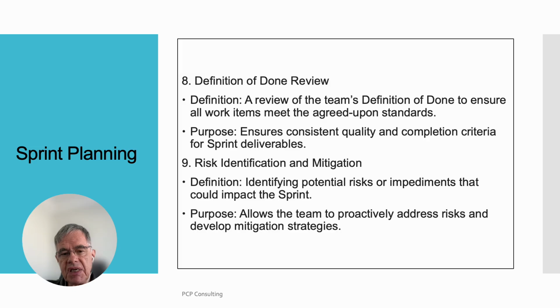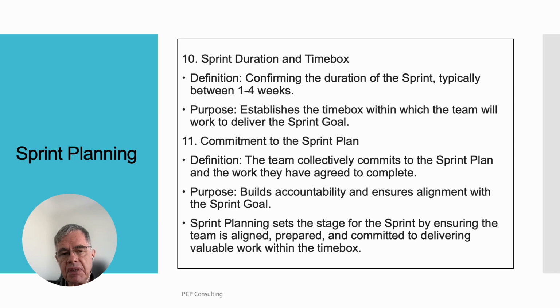Risk identification and mitigation. Definition: identifying potential risks or impediments that could impact the sprint. Purpose: allows the team to proactively address risks and develop mitigation strategies. Sprint duration and time box. Definition: confirming the duration of the sprint, typically between 1 to 4 weeks. Purpose: establishes the time box within which the team will work to deliver the sprint goal.